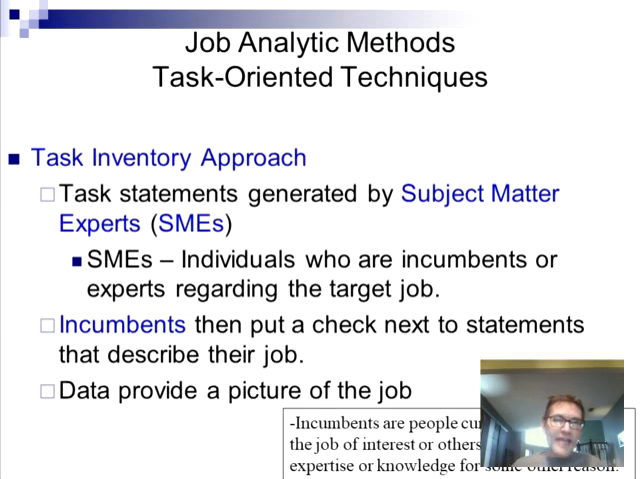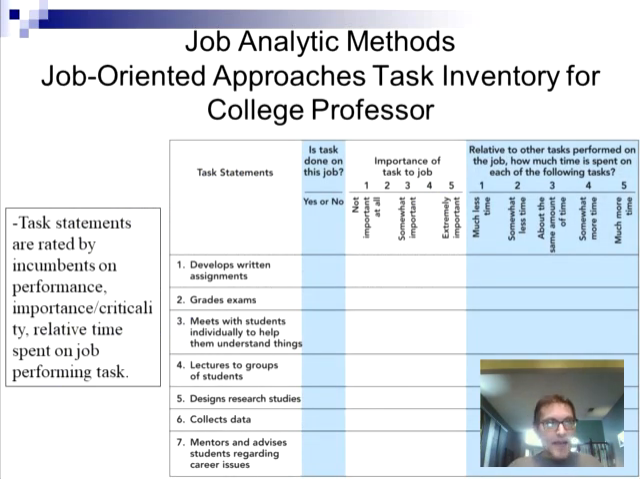And so with the task inventory approach, what's going to happen is you're going to take subject matter experts. These are people that are either in the job, incumbents, or experts for some other reason, that know the job. And then the incumbents are going to take a list of statements describing jobs and check off which ones they do in their job. If you do this across a bunch of people, you'll get a listing of the tasks done by a job, hence task-oriented approaches.